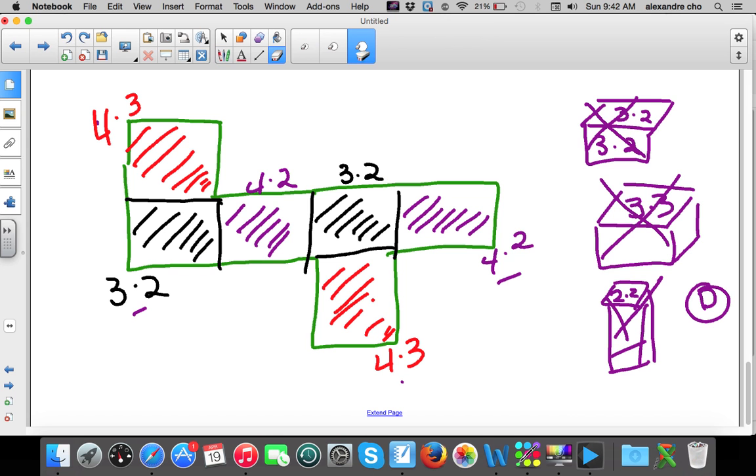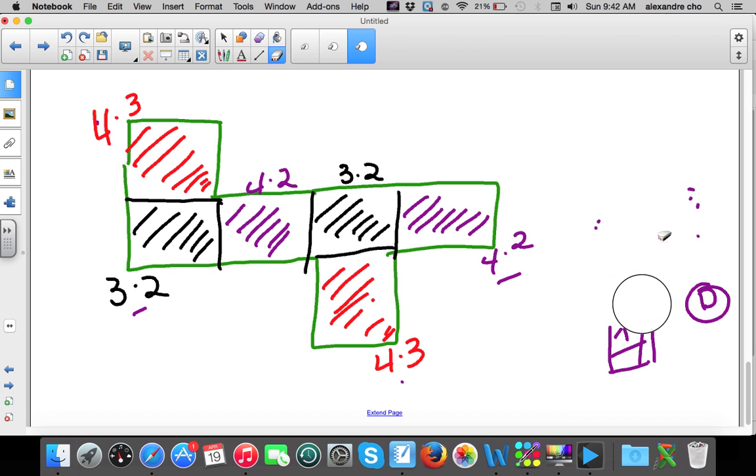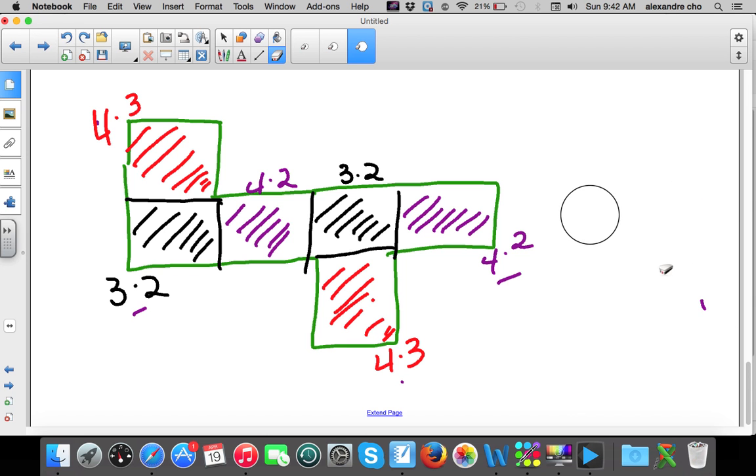Now, here's the tricky part. To find the surface area, we find the area of all our sides and add them together. Here's the problem, though. It is not really a 4x3, or a 3x2, or a 4x2. The rectangle that's 4x3, let's do it in red because that's the color, is four squares going up and three to the right. But one square is not one unit, one square is five units.